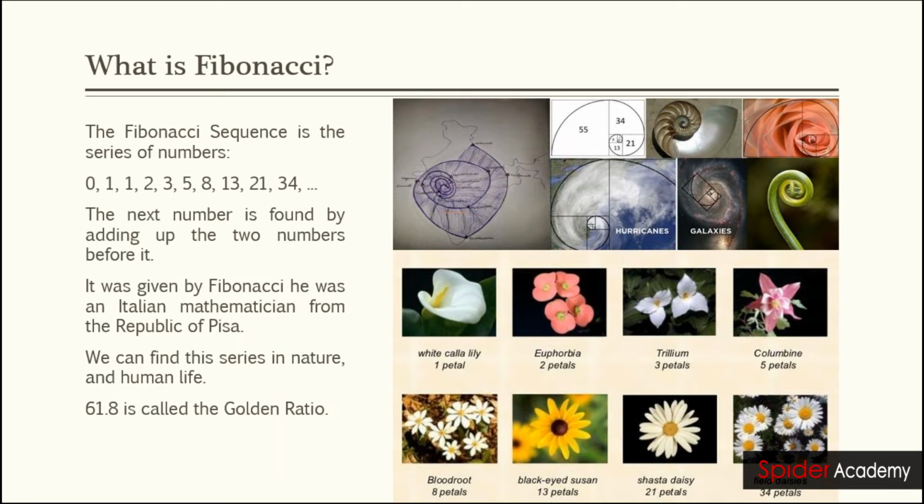Fibonacci was given by an Italian mathematician from the Republic of Pisa. His name was Fibonacci, and that is how we have the name. You can find Fibonacci everywhere, from nature to human life. And currently, a very good example of Fibonacci came to me in a man-made object also, which was the Jyotirlingas of Shiva in India, wherein they are arranged in the Fibonacci spiral over here.